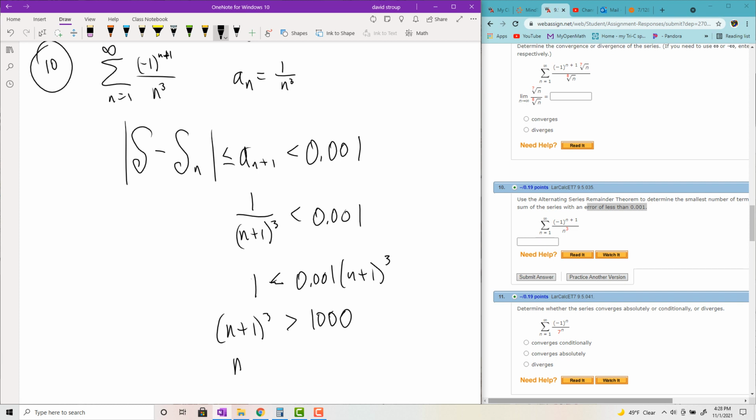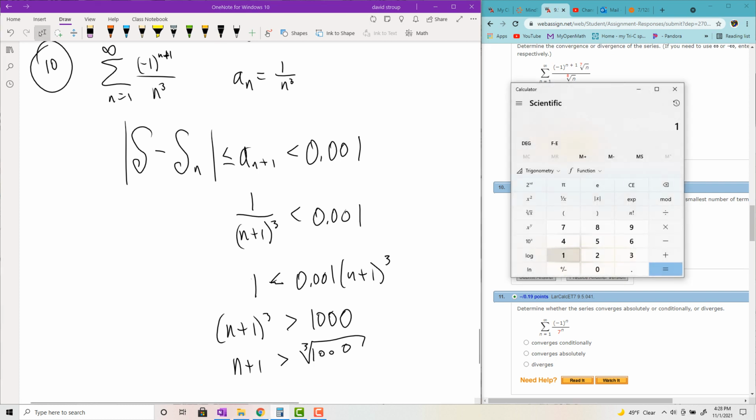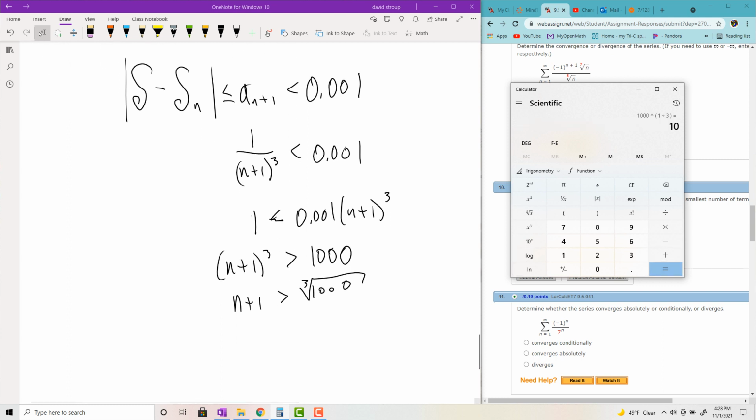And then you can take the cube root on both sides. The cube root of 1,000. Is that just 10? Believe it or not. 1,000 raised to the 1/3 power. No. I wish it would. Yeah, it is 10. So you have n plus 1 greater than 10, and so n has to be greater than 9.